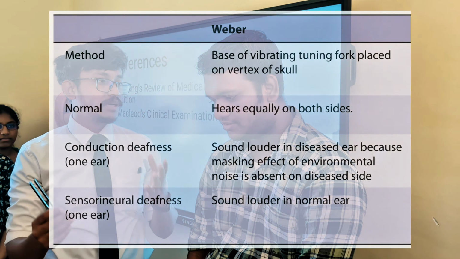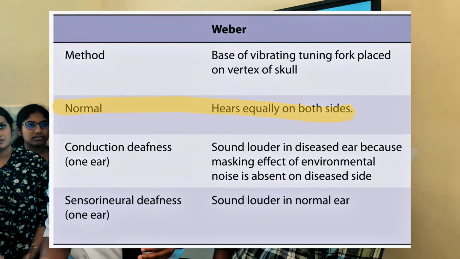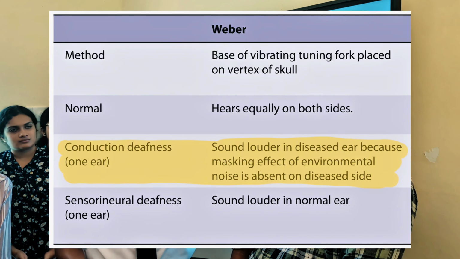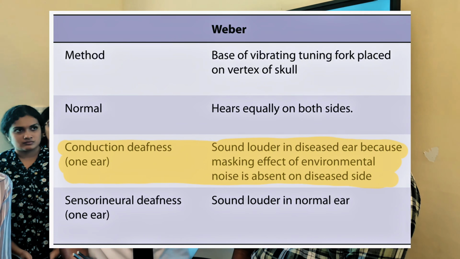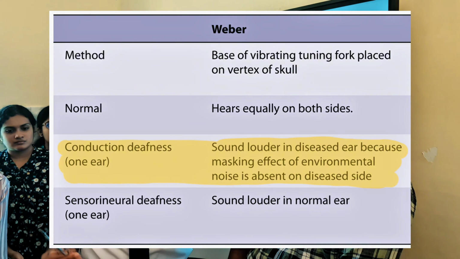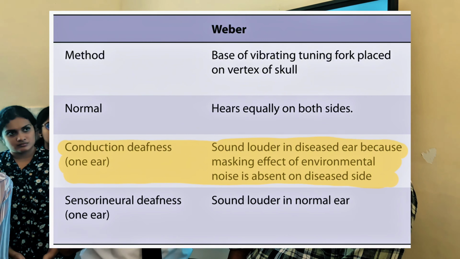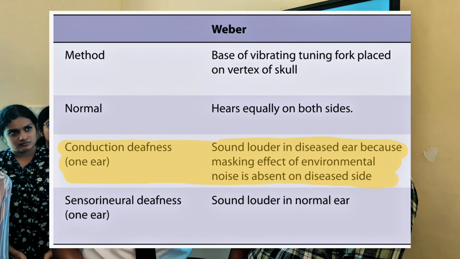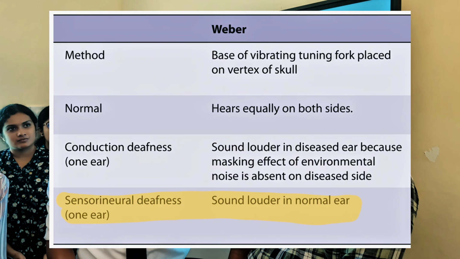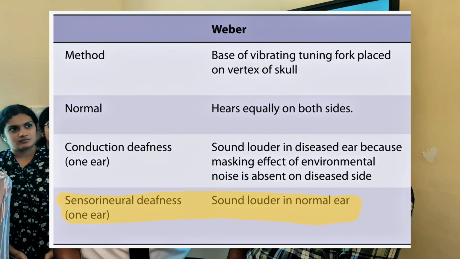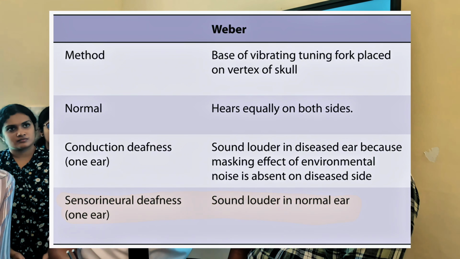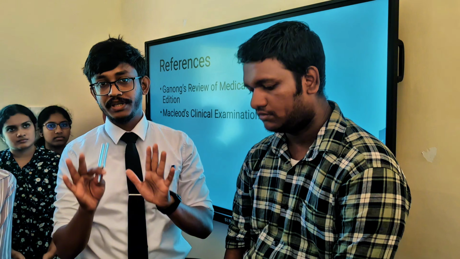As I mentioned, in a normal patient, there is no discrepancy. In a patient who is having a conductive hearing loss, the sound coming from the external ear is not heard, so the ambient sound from the environment is not muffling the bone conduction. So the affected ear hears more in conductive hearing loss. In sensorineural hearing loss, there is nothing heard from that ear, so the unaffected ear hears more. So that is Weber's test.